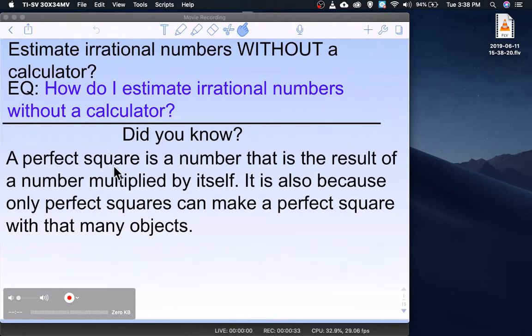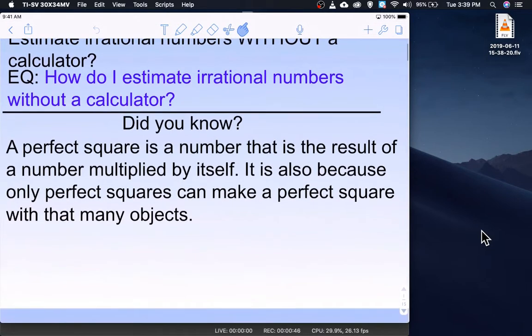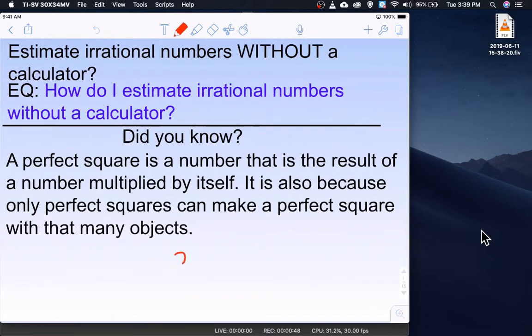Did you know that a perfect square is a number that is the result of a number multiplied by itself, and that should be a whole number multiplied by itself? So if I had something like 3, I should get the right tool out, huh? 3 times 3 is 9. 9 is considered a perfect square.